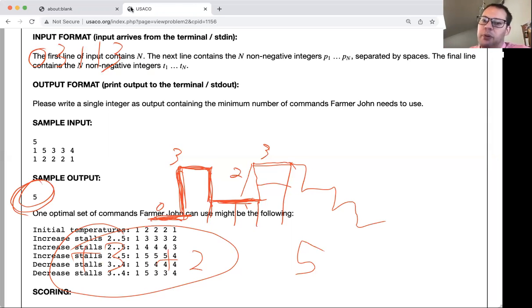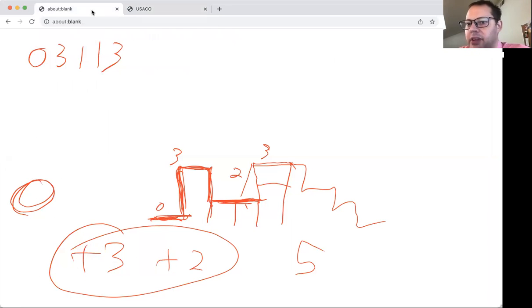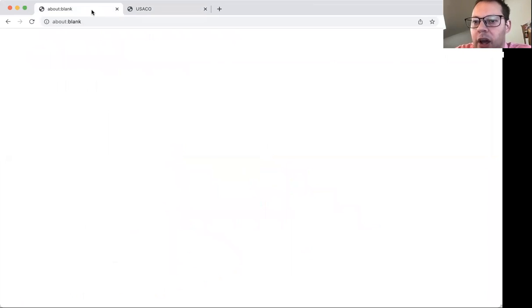Now, the sample output didn't give you any hints, but there could be negative numbers when we do this. So let's look at what's going to happen, because we can still use the same algorithm, but we have to do it a little more carefully. Let's say my initial temperatures are 0, 0, 0, 0, 0 to keep it easy. And let's say my desired temperatures are going to be 3.